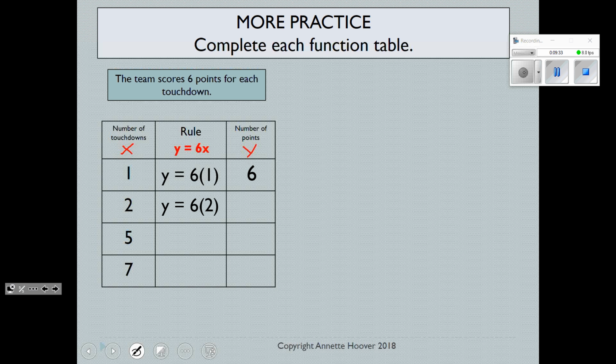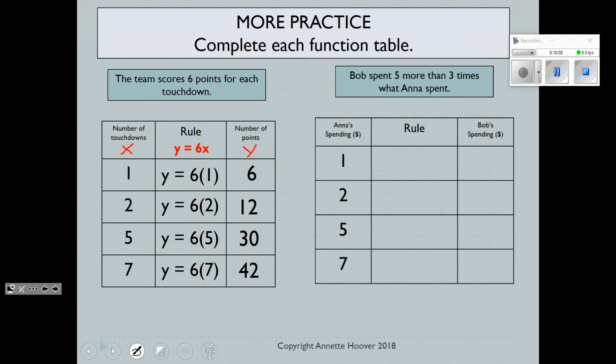If you score a second touchdown, 6 times 2 is 12. If you score 5 touchdowns, that would be 6 times 5, which is 30. If you scored 7 touchdowns, that would be 42. Notice that in your x values, also called the domain, you do not have to make them sequential, such as 1, 2, 3, 4, 5. This was 1, 2, 5, 7. They don't have to be sequentially going up. Okay, let's look at one more example.